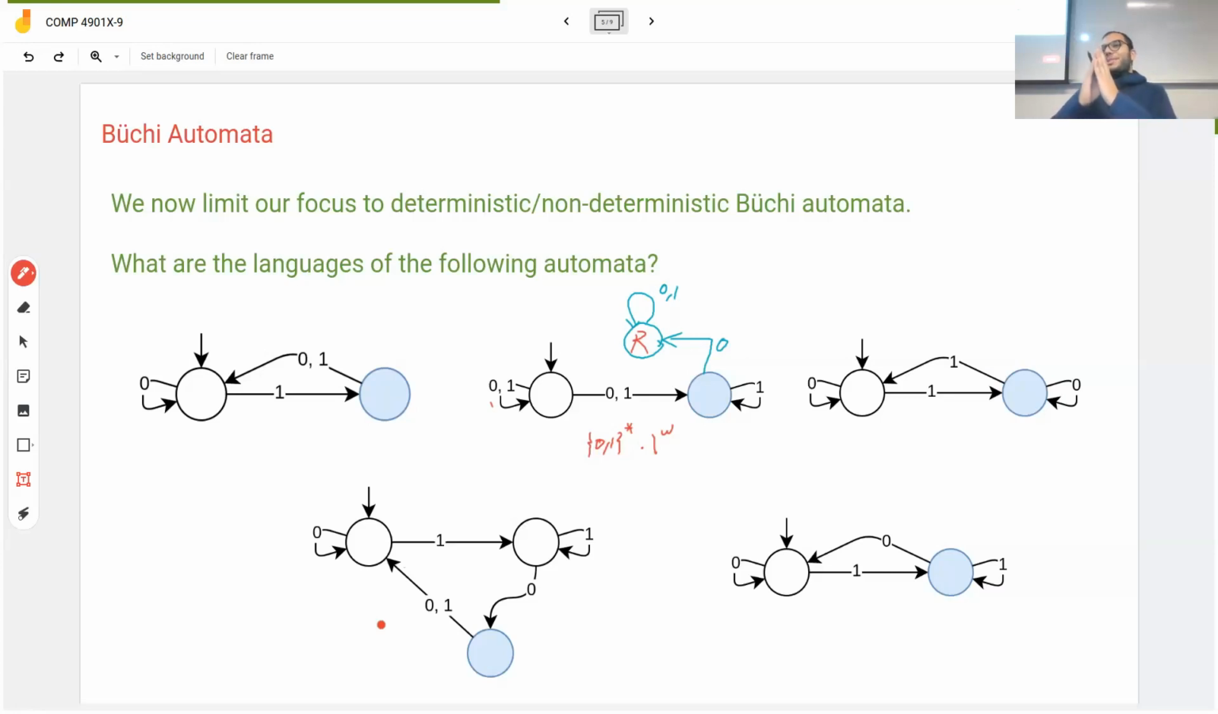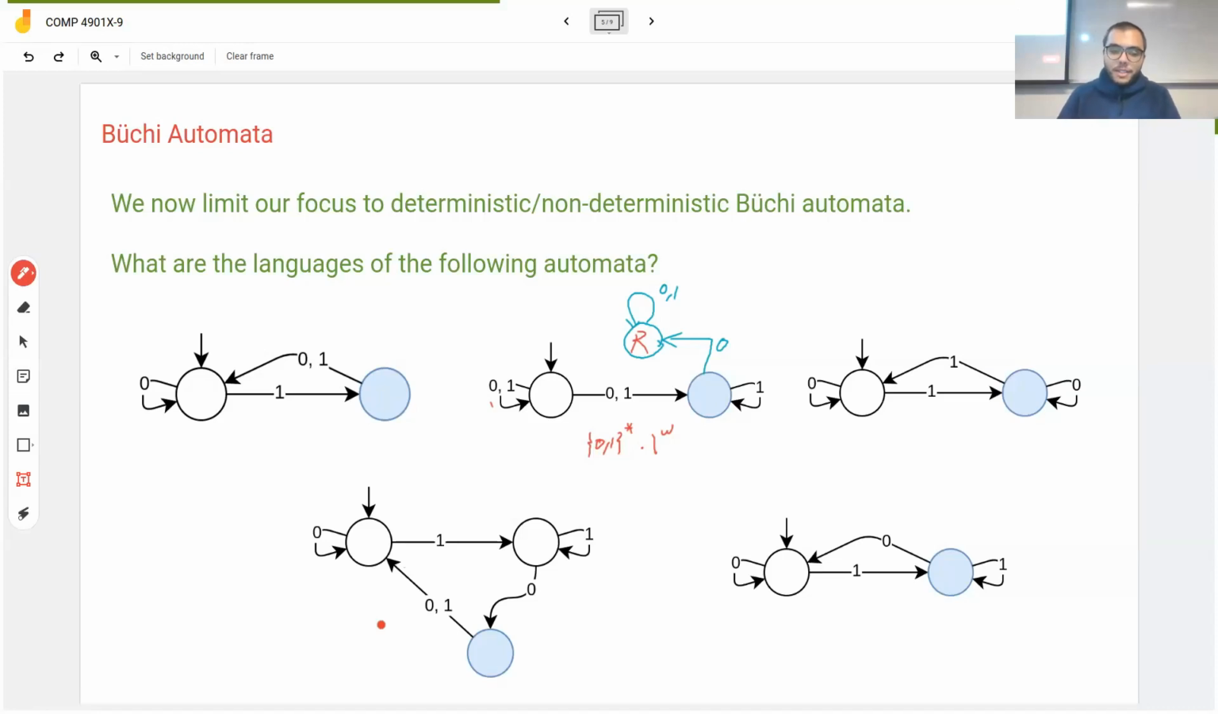Because if you look at your string, you have a bunch of zeros, then a bunch of ones, then a bunch of zeros, and so on. And if you switch from 1 to 0 infinitely many times, that's the same as saying I have infinitely many ones and infinitely many zeros. Okay, so our guess here is that this automaton is going to accept any string that has both infinitely many ones and infinitely many zeros.